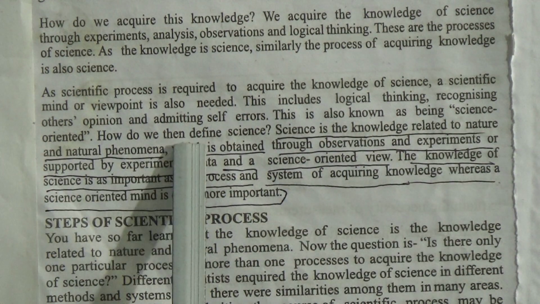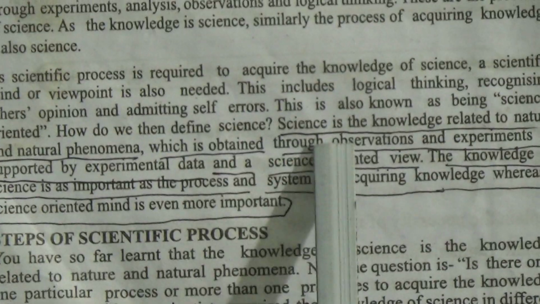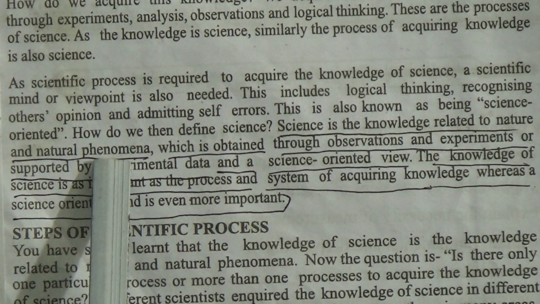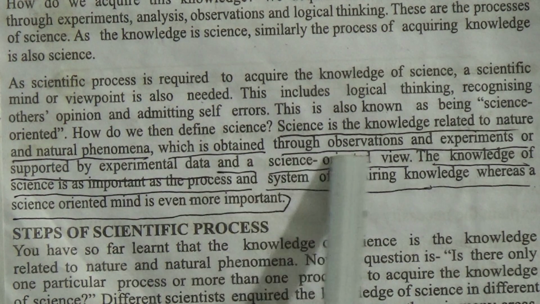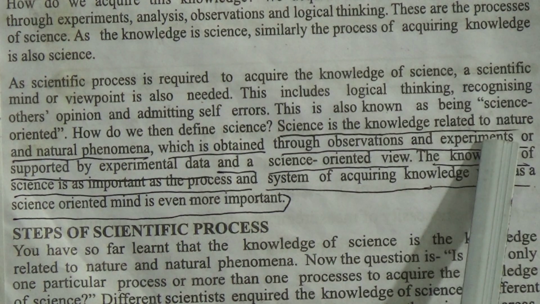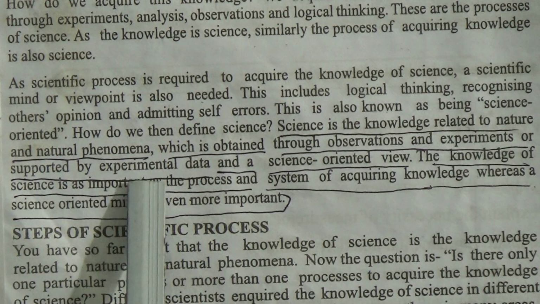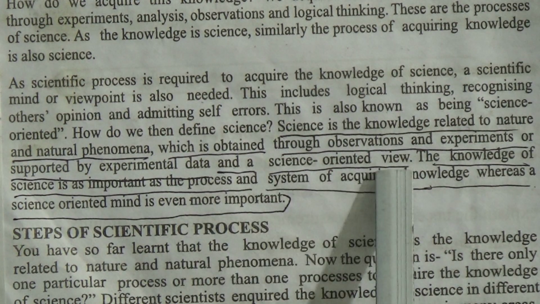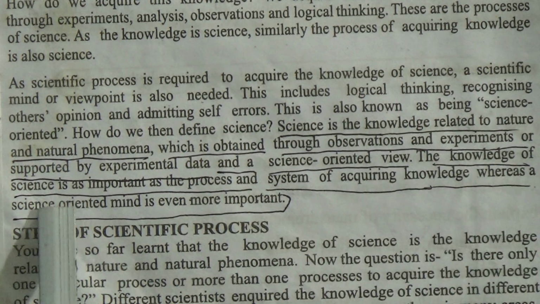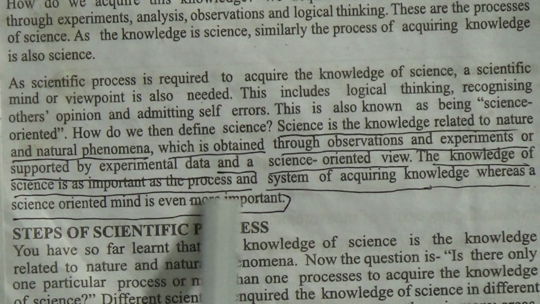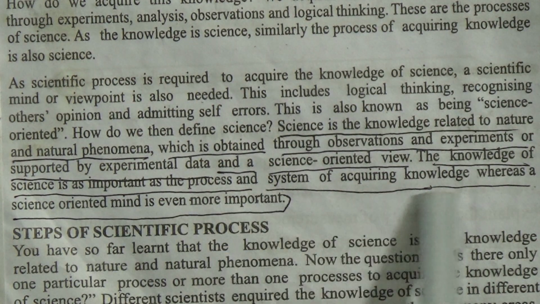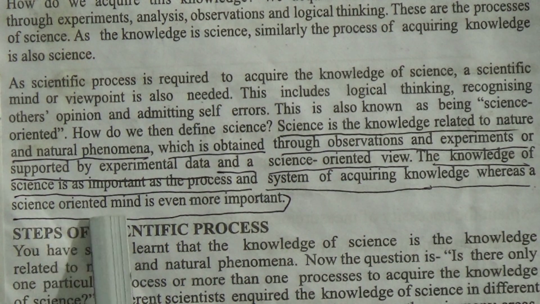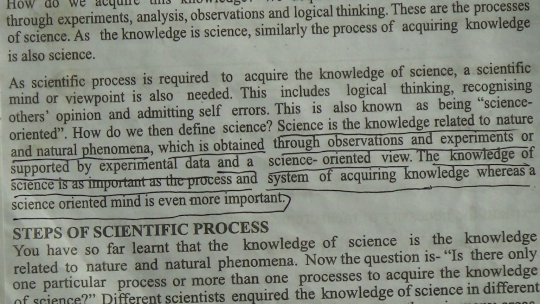How do we then define science? Science is the knowledge related to nature and natural phenomena, which is obtained through observation and experiments or supported by experimental data and a science-oriented view. The knowledge of science is as important as the process and system of acquiring knowledge, whereas a science-oriented mind is even more important.